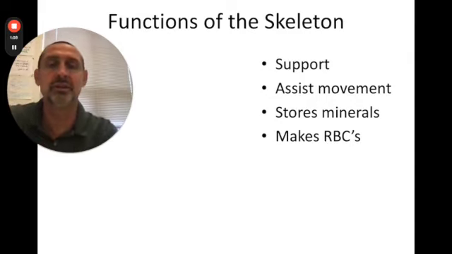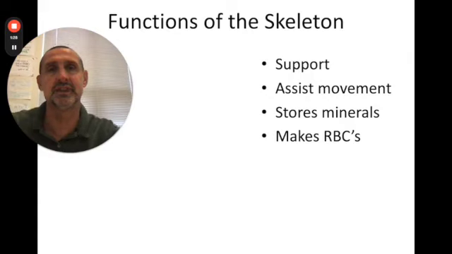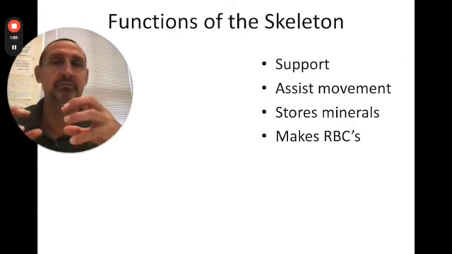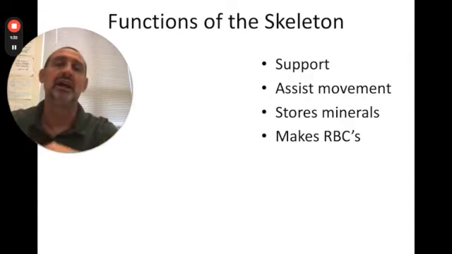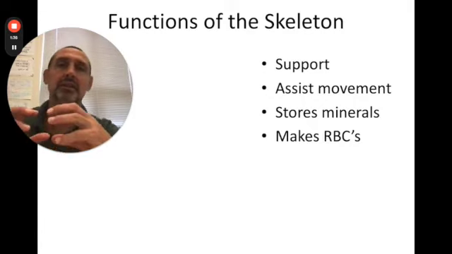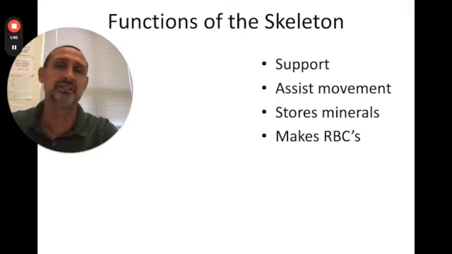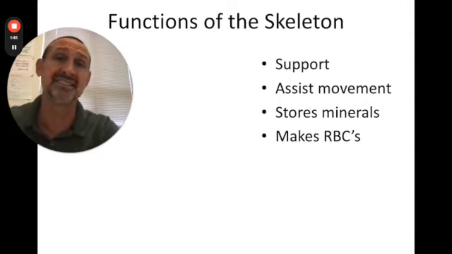Bones also store minerals like calcium and phosphorus, and bones make red blood cells like erythrocytes. That's the red bone marrow. Now, bone is this interesting combination between minerals that makes the bone very brittle and rigid, and proteins like collagen that make the bone flexible. So pound for pound, bone has a stronger tensile strength than steel.